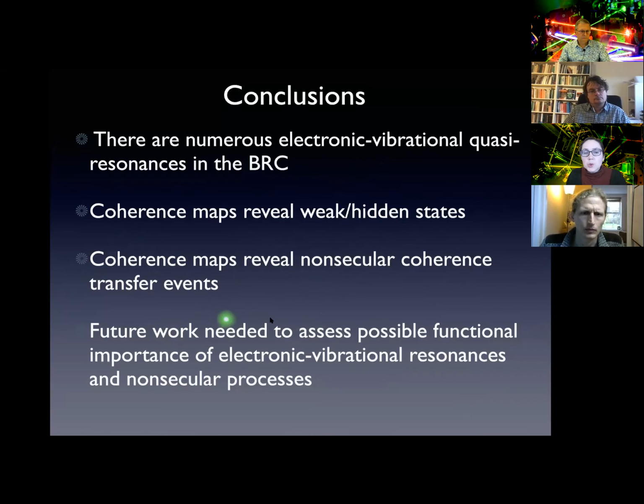And future work, from theoreticians and perhaps on simpler systems, is needed to assess possible functional relevance of both the resonances and these non-secular processes.